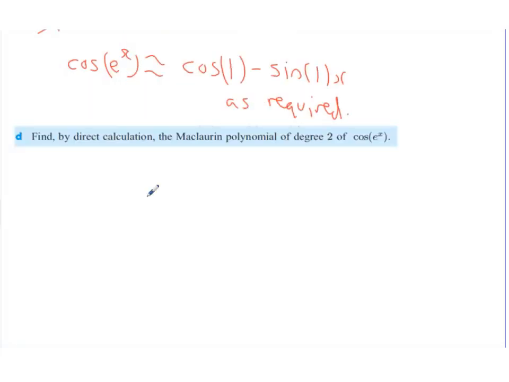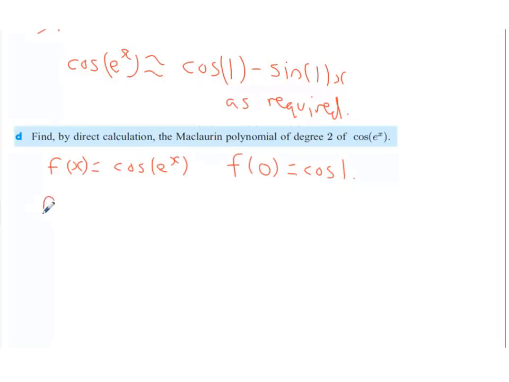Okay, so part D, find by direct calculation the Maclaurin polynomial of degree 2 of cosine e to the x. So actually, for the first time in the whole question, we're going to have to begin with the Maclaurin series. So we're going to need f of x equals cos e to the x. So f of 0 is going to be cos e to the 0, which is cos 1, which we'll leave like that.